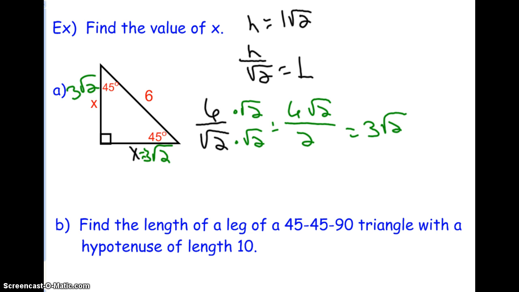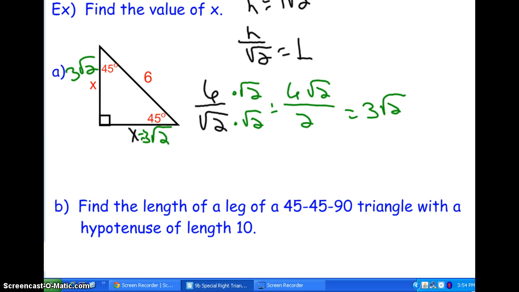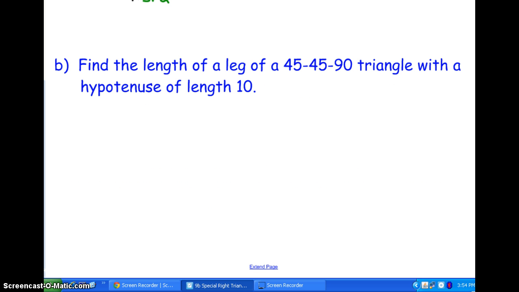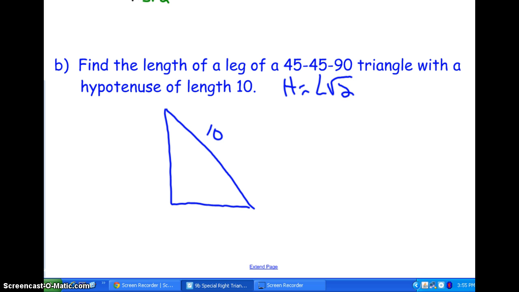Now, there are some other relationships there. You might be able to figure out a shortcut to find the answer. So let's go down here and look at B. It says find the length of a leg of a triangle with a hypotenuse of length 10. That's like the last problem. So again, the hypotenuse is equal to the leg times the square root of 2. So 10 is equal to the leg times the square root of 2. We divide, 10 over the square root of 2, and we figure out what that is.